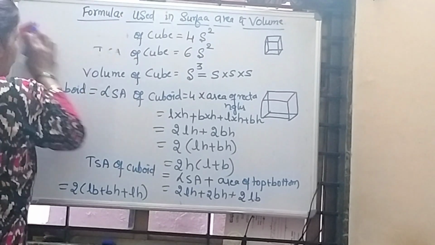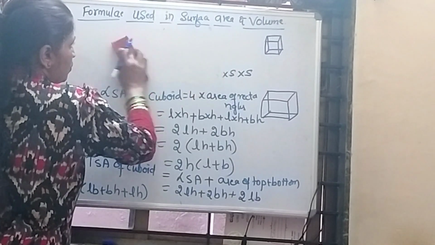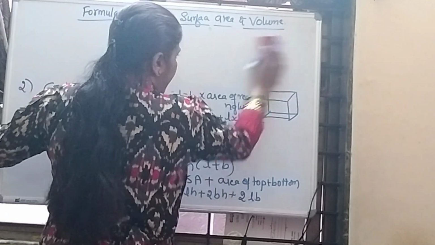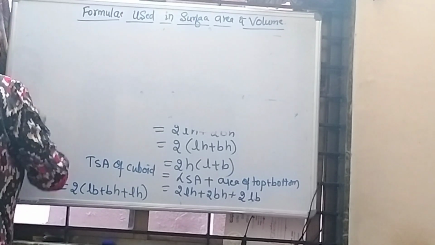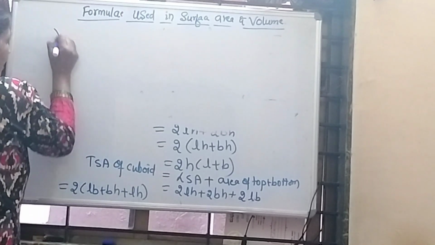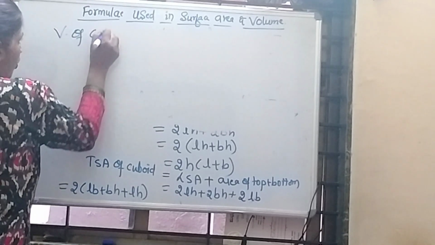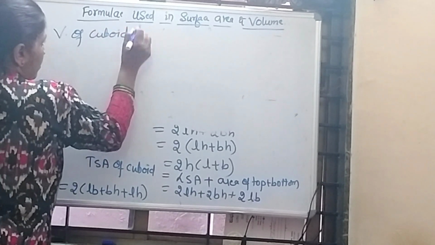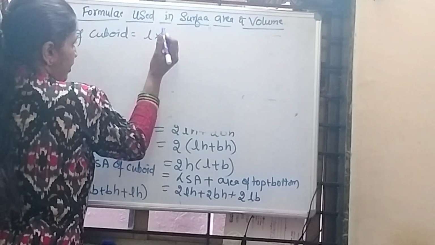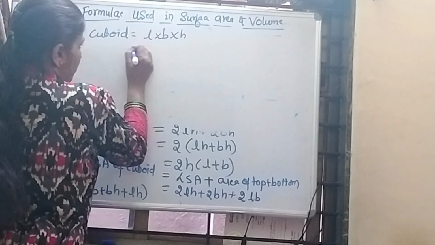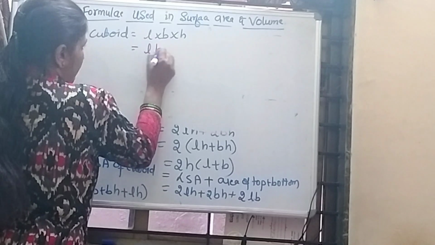And the volume of cuboid is very easy. For volume we always take the area of the base into height. So what is the area of the base now? It is a rectangle. The area of the base is L into B, the area of a rectangle, into height. So the volume of cuboid is LBH.